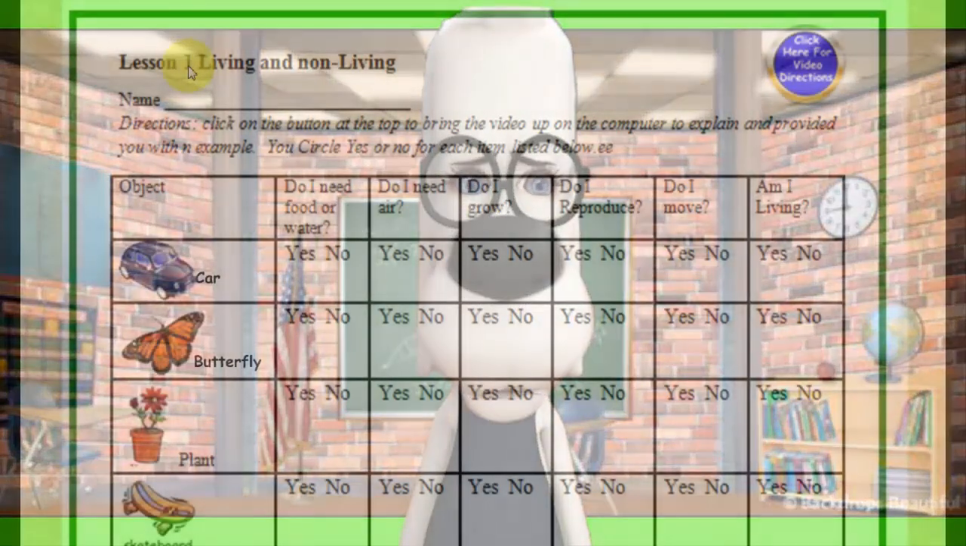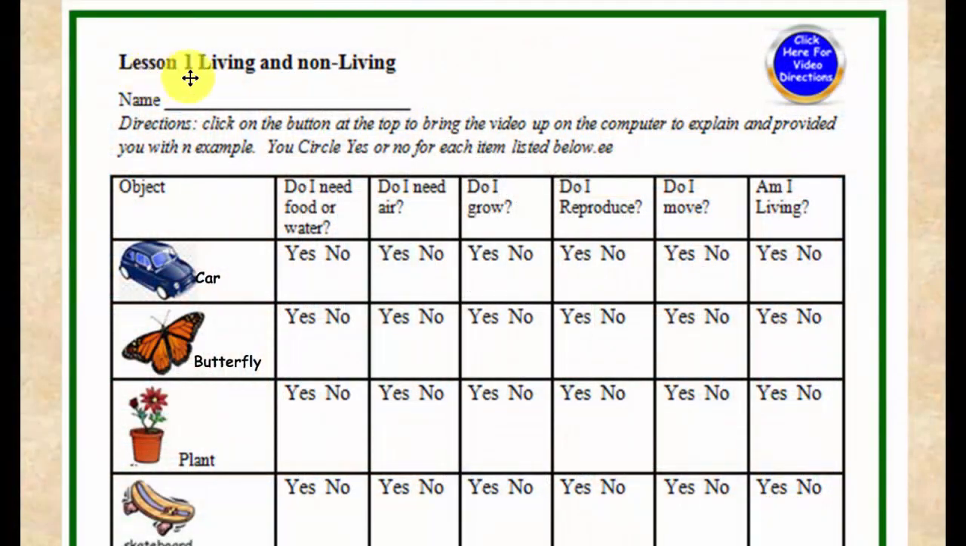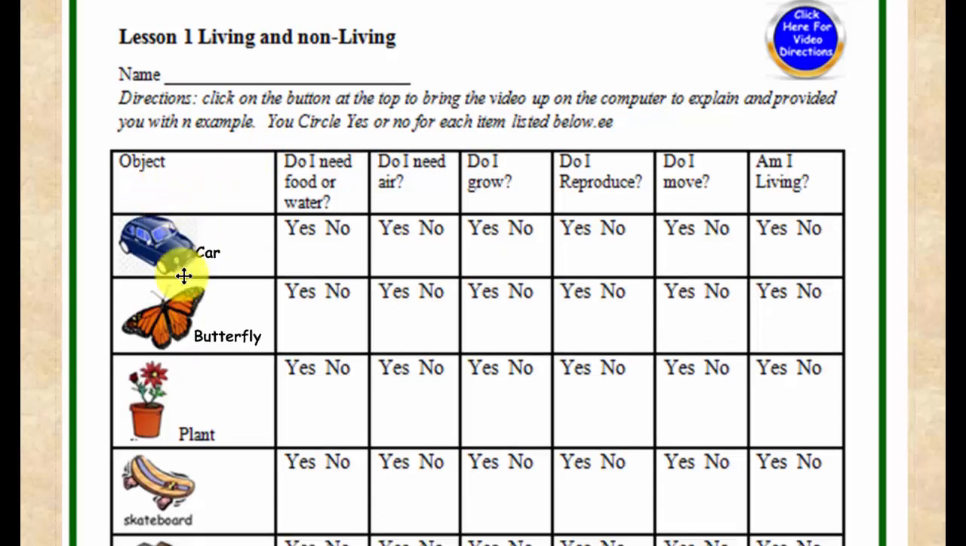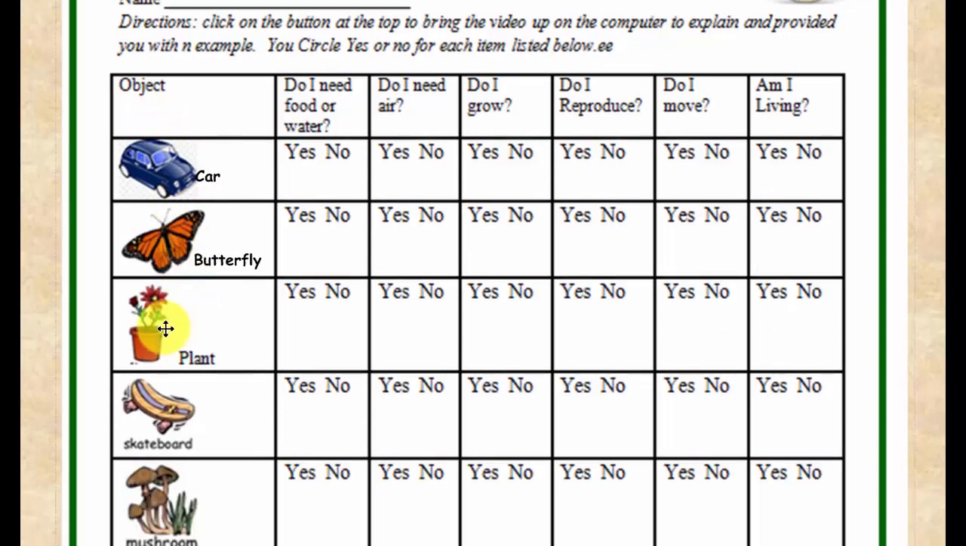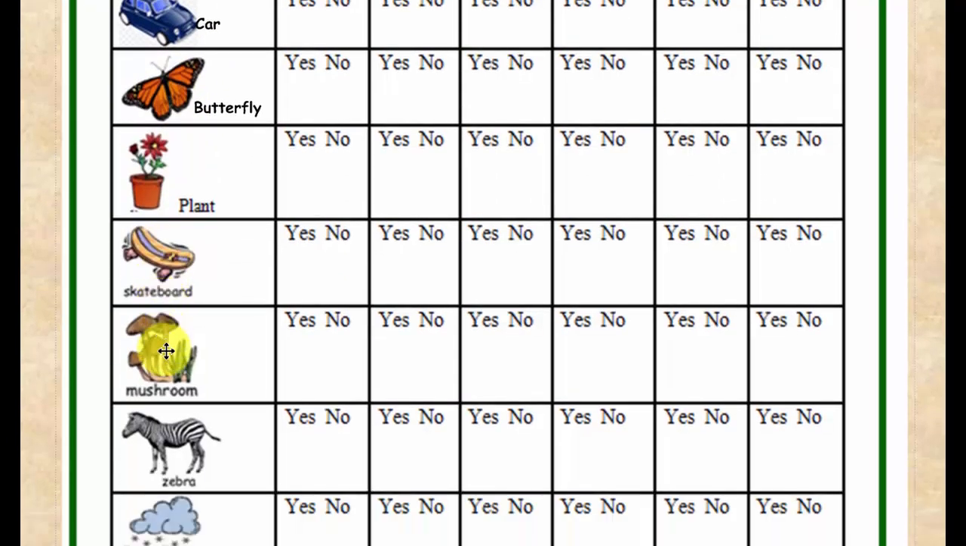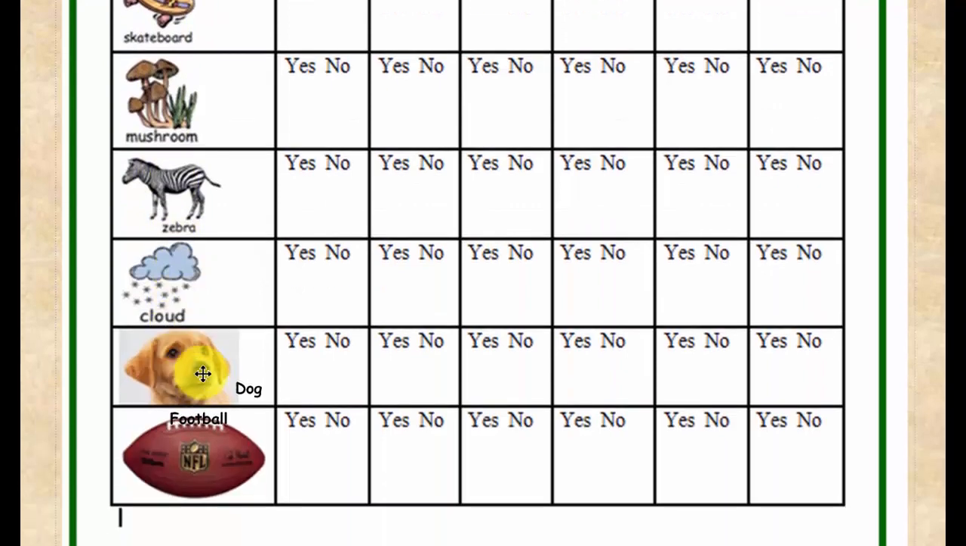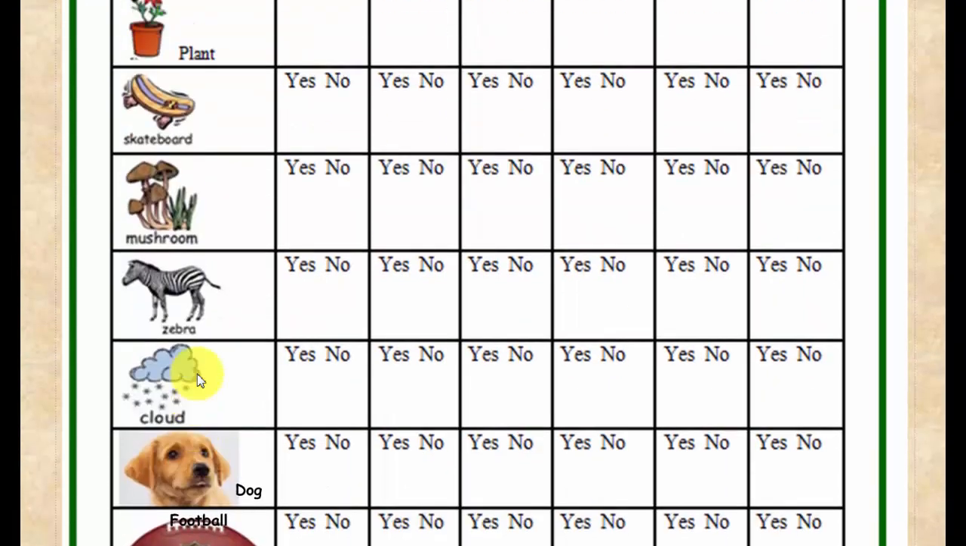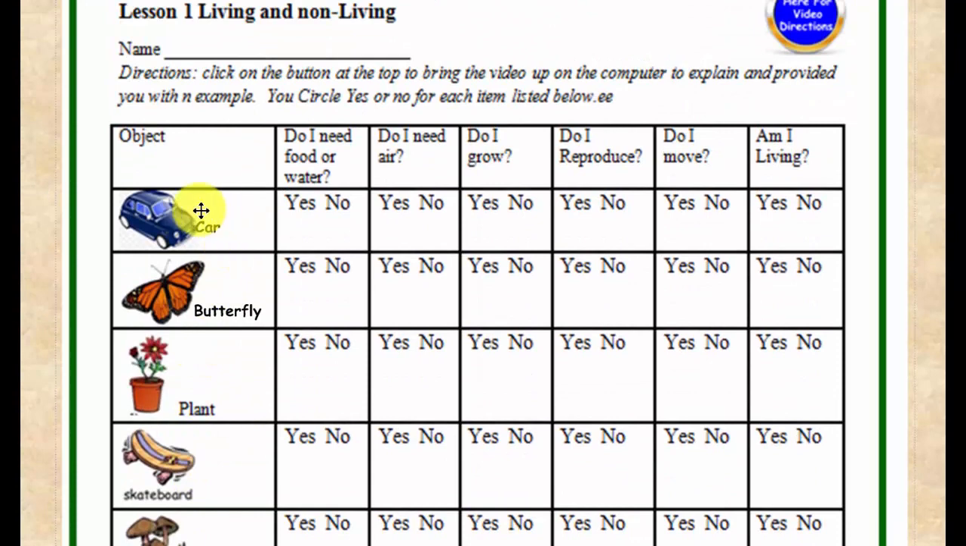Thank you. We would like to welcome you to Lesson 1, Living and Non-Living. Now, you've probably clicked on this button to obtain the video, which is going to provide you with directions on how to do this. It's very simple, but you're going to have to give it some thought because it does get a little tricky. You'll notice that we have several objects here. We have a car, a butterfly, a plant, a skateboard, mushrooms, a zebra, a cloud, a dog, and a football. What we'd like for you to do is determine if these are living or non-living.